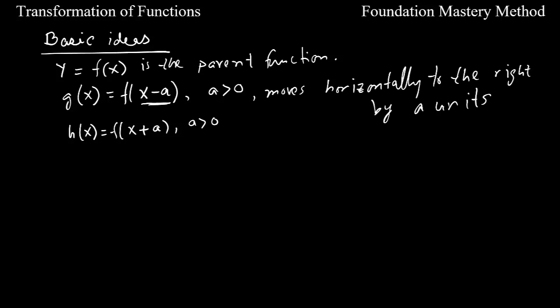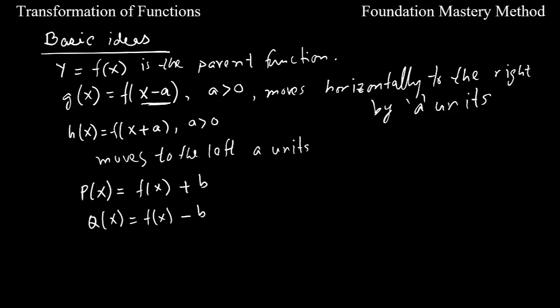So the graph is moving horizontally a units to the right. The same one here will be, it moves horizontally a units to the left. So we are taking two more. p of x is a function related to f of x. You have f of x plus b, and we say that b is a positive quantity. So then in this case, the graph will move b units upward, and here b units downward.